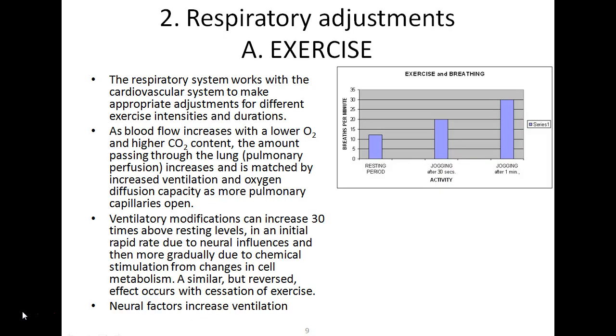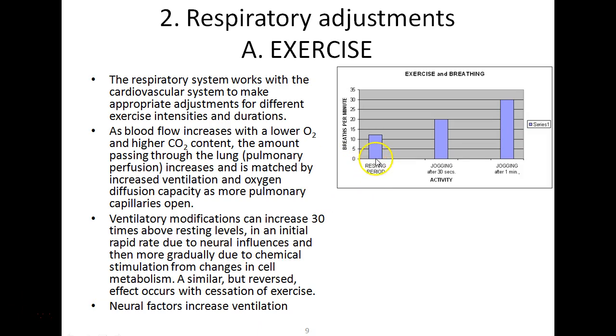Let's now turn our attention to respiratory adjustments. These are not homeostatic imbalances, but how might respiration or breathing be affected by the following influences? And the first one we talk about is exercise. So this respiratory system is going to work along with the cardiovascular system to make sure we have proper perfusion for different intensities of exercise. So let's take, for example, the graph on the right. Notice we have breaths per minute on the y-axis.